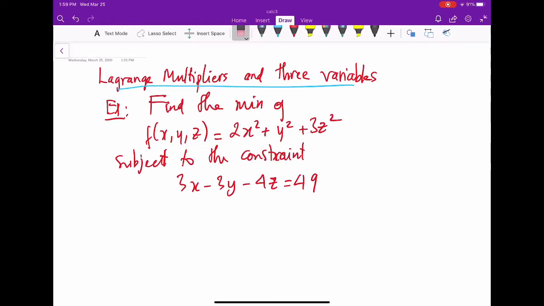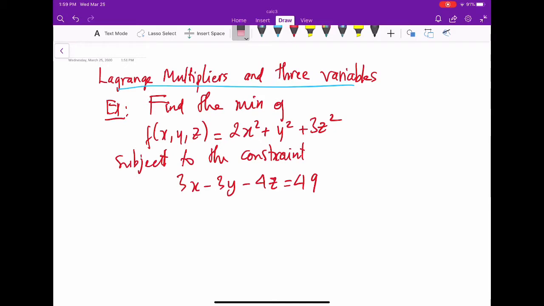Hello. In the previous video, we studied the method of Lagrange multipliers for functions of two variables. Today, we'll solve a couple of problems for functions of three variables, and then we will study the method of Lagrange multipliers with two constraints.